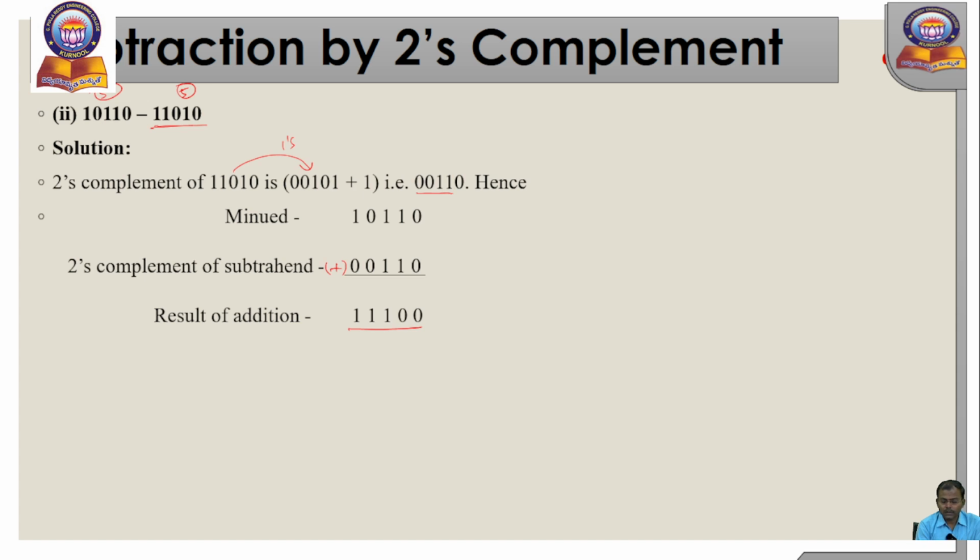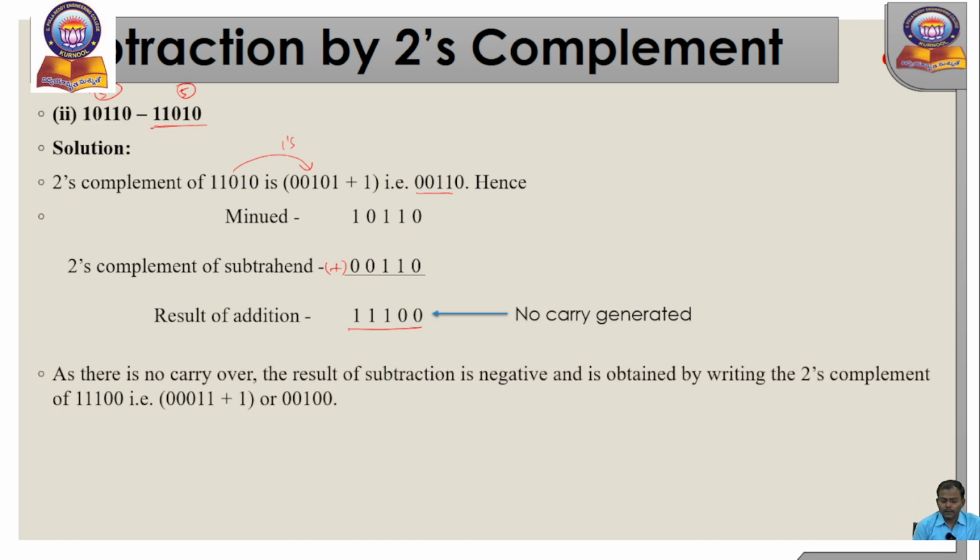You can observe that in this case the sum is also 5 bits, so no carry is generated. If no carry is generated, then the result of the subtraction is negative, and it is obtained by writing the 2's complement of this result, 11100. So if no carry is generated, whatever result we get, the result is negative. You get the negative number by complementing the result of this addition. We have to find the 2's complement.